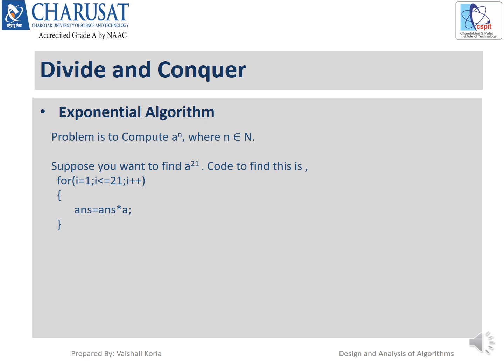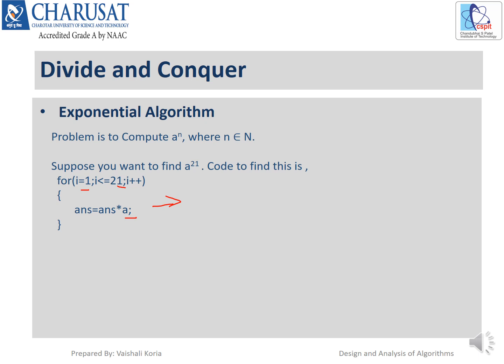You have to take a for loop here which starts from 1 up to 21, and then you have to multiply a 21 times. So this is the simple code that you can use to find out a raised to 21. Now here you can see that if you want to compute this a raised to 21, you will require 21 multiplications, and so the complexity of this particular code, if we consider it, is n.